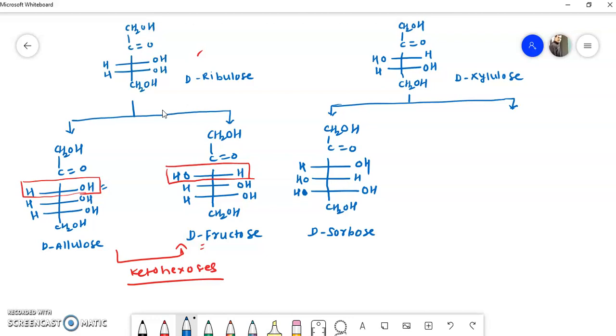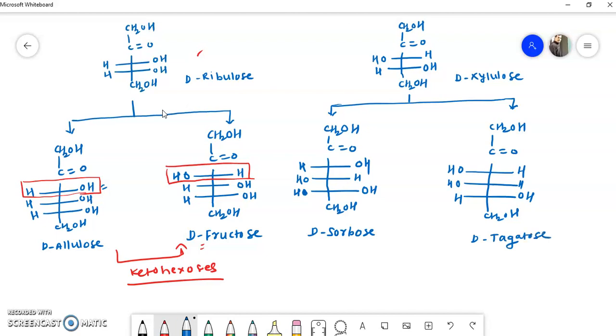All these structures are D series because you will find that the second last carbon has hydroxy group on right hand side in every structure. Okay, again we can draw one more structure from this D-xylulose as it is, then CH2OH. So write down 3 horizontal lines. These will be as it is, OH, H. Now you have to draw OH on this side. Okay, so the name of this compound is known as D-tagatose.